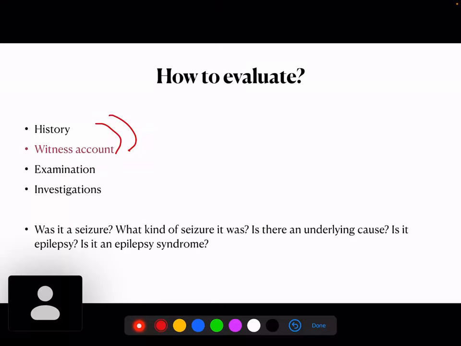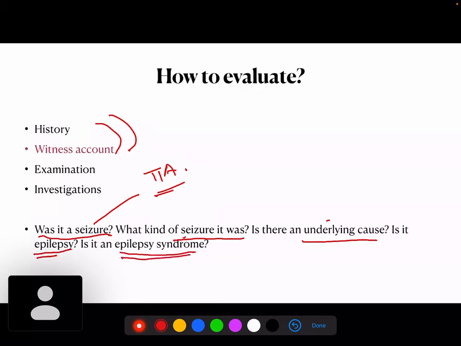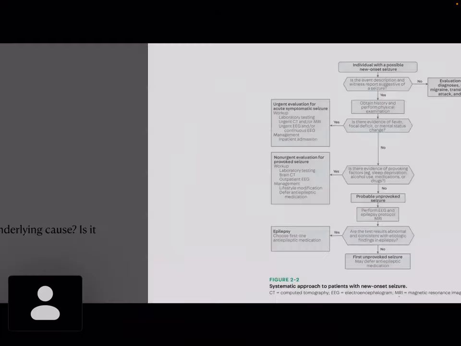On investigations, we will discuss in the next page. They are really important as well. You need to establish, was it truly a seizure or was it something else? It's not like the patient has a TIA and you say there's a seizure. You need to first establish the positive signs. Is this supportive of a particular seizure type? Was it GTC, myoclonic, or focal onset? Is there an underlying cause at this time that I can correct so the seizure disorder goes away, or do I need to investigate further? Is it epilepsy, or is it an epilepsy syndrome, because of the difference in treatment? These are the answers that you need to find.